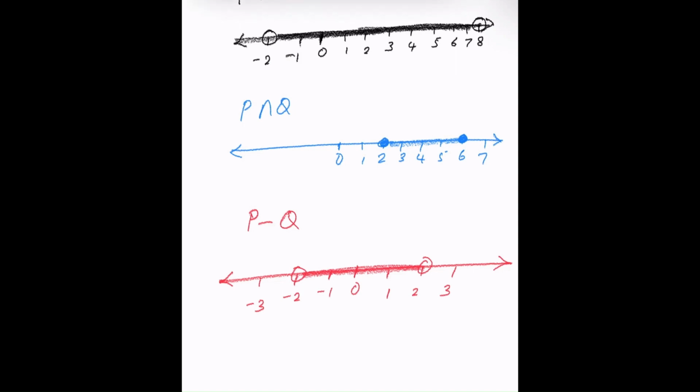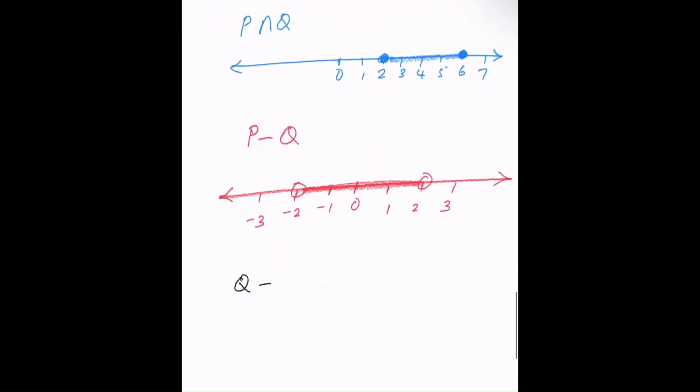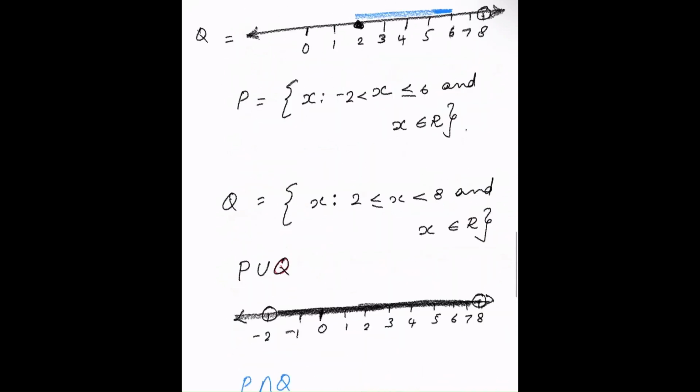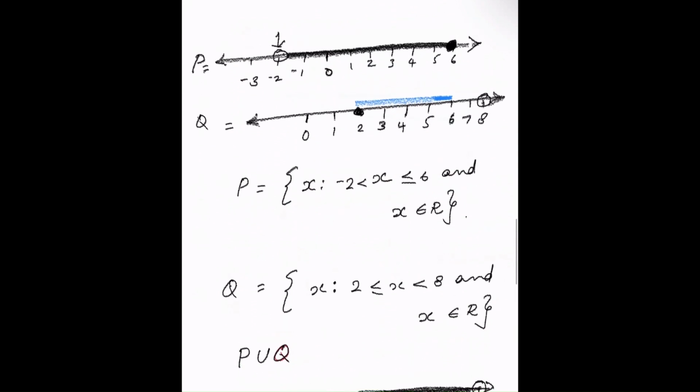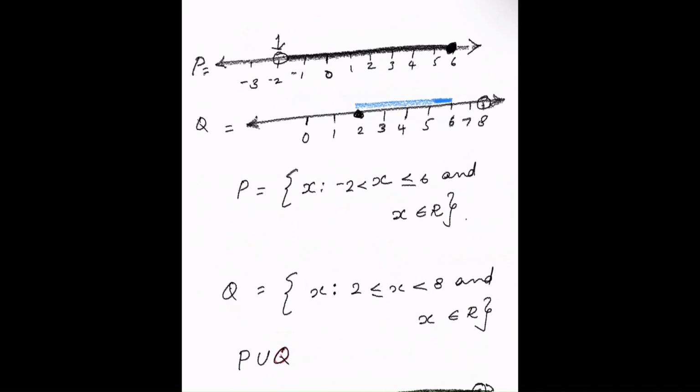Q minus P, okay? Q minus P means it is included in Q, but not in P. So let me go back to my question. This is my question. Included in Q, but not in P. Included in Q means what is the area that is included in Q? Q is having these elements, okay? These elements are present in Q.